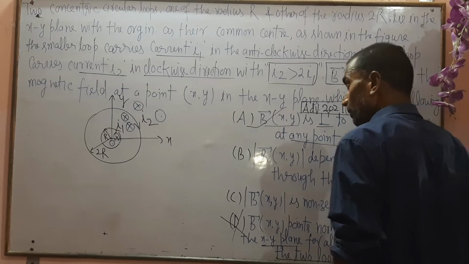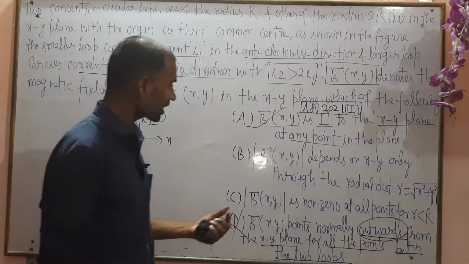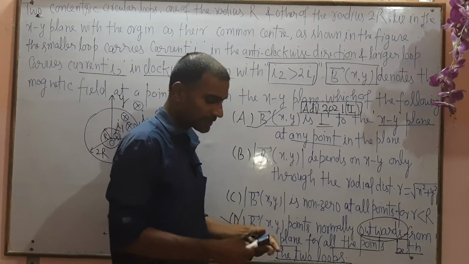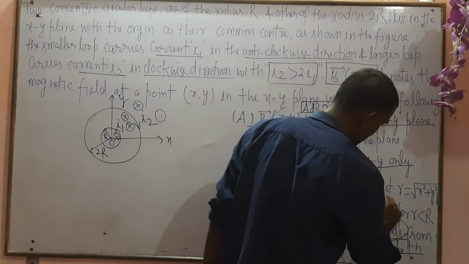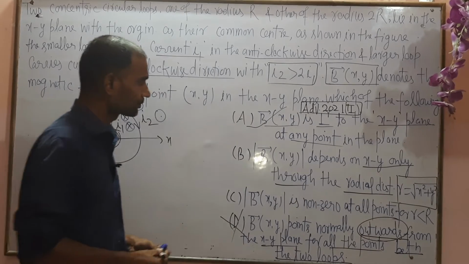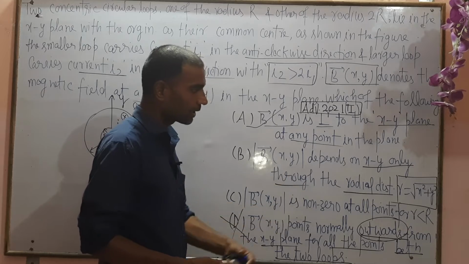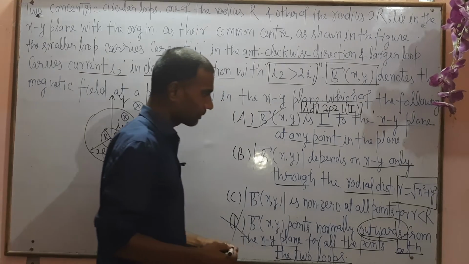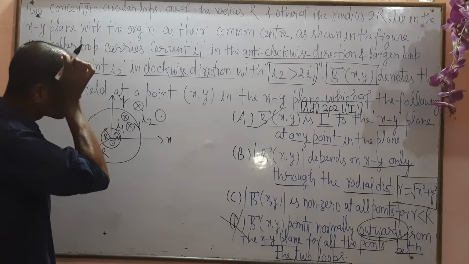Okay, let us move on to another point, the B point. What is the B point? The magnitude of B vector at xy depends on the xy plane through the radial distance r equals root of x square plus y square. So we want the magnitude of B at xy.